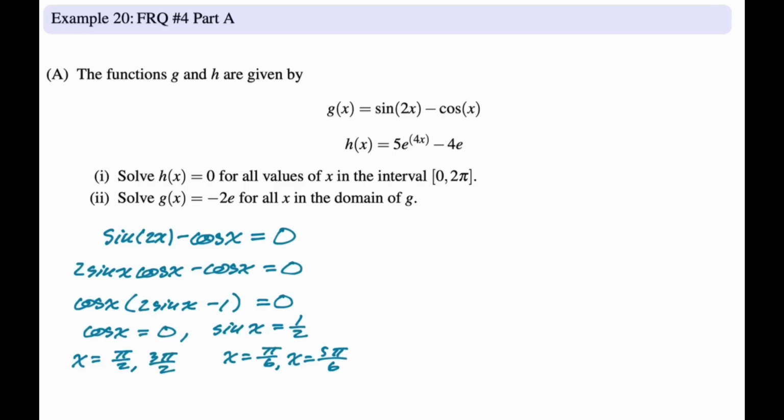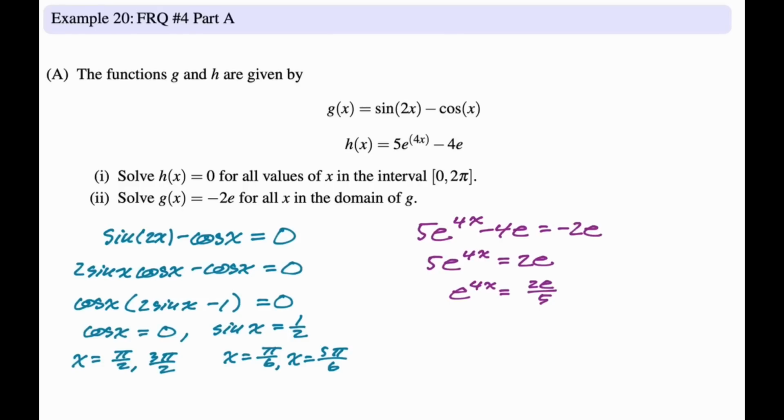We got 5e to the 4x minus 4e, and that has to equal negative 2e. Okay, so we're just going to add 4e to both sides to get this. We're going to divide by 5 to get this. I'm going to take the natural log of both sides because e is the base. If it was 2 to the 4x, I would take the log base 2 of both sides. Honestly, I would probably take the natural log of both sides anyway. I take natural logs no matter what I'm doing. But we'll take the natural log of both sides.